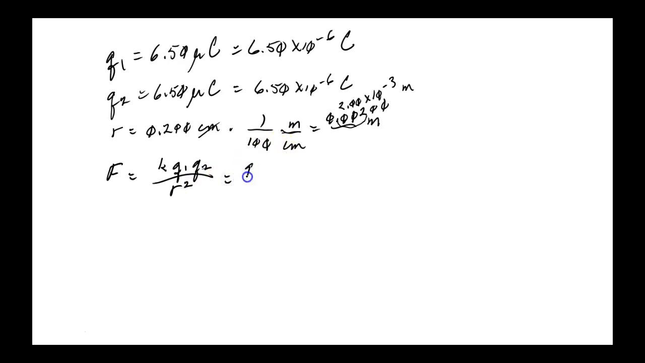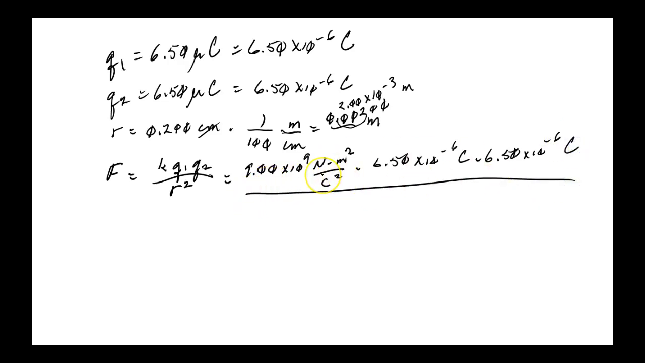Okay, your K, remember, was 9.00 times 10 to the 9th newton meter squared per coulomb squared, times 6.50 times 10 to the minus 6 coulombs, times 6.50 times 10 to the minus 6 coulombs, divided by 2.00 times 10 to the minus 3 meters, but you've got to square it.